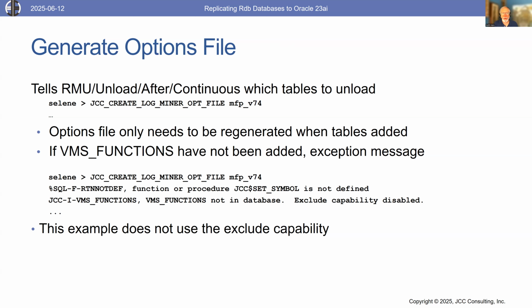We have the capability in the procedure that generates the options file of explicitly ignoring some table names, but to do that requires that you have VMS functions installed on the source database. In this example, there is a warning because JCC set symbol is not defined, because VMS functions are not in the database. So this exclude capability is disabled. Since we're not using that in this example, that's not a big deal.